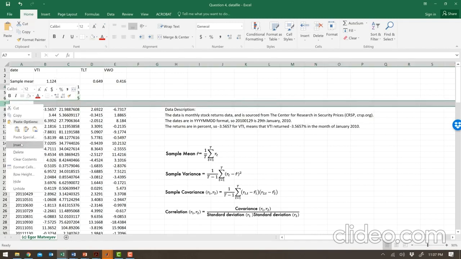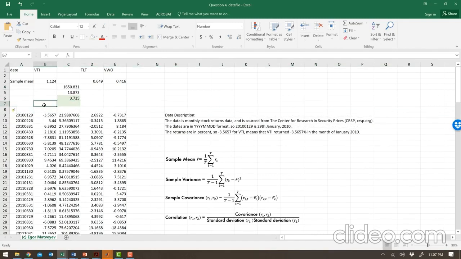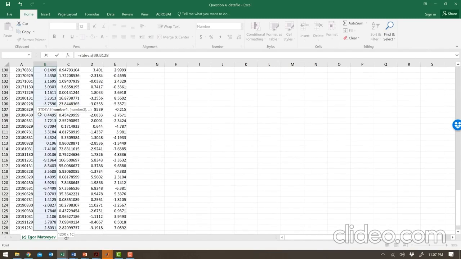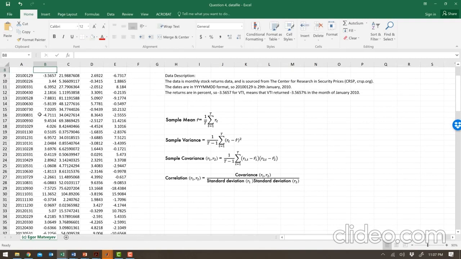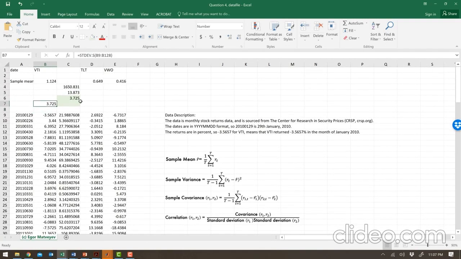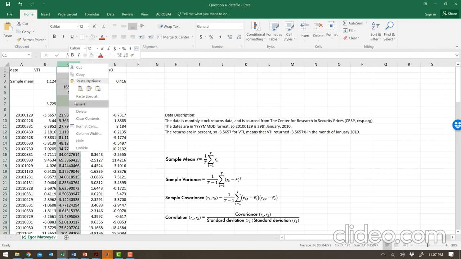Now, there is, of course, a much easier way in Excel to do the same calculation. All I have to do is use the stdev.s function. This is the function that computes sample standard deviation. If I do this and I simply take all the array of returns, I hit enter, I get exactly the same number. So the standard deviation of returns on VTI is 3.725%. And so now I'll just delete this here. I showed you how to compute this.